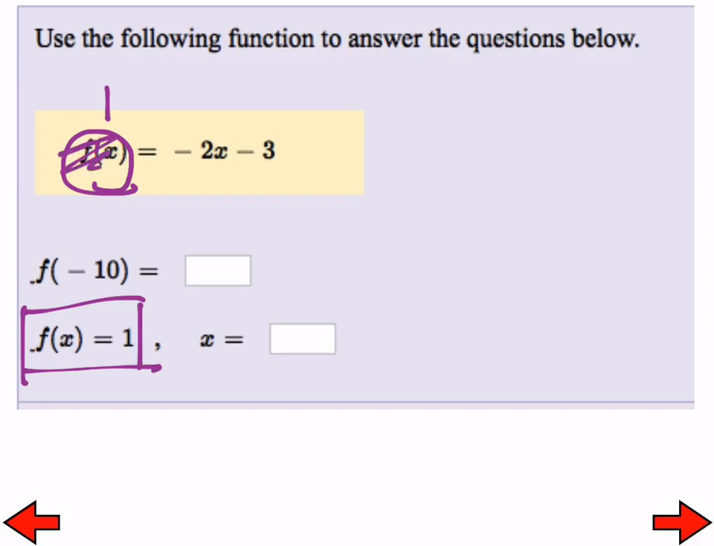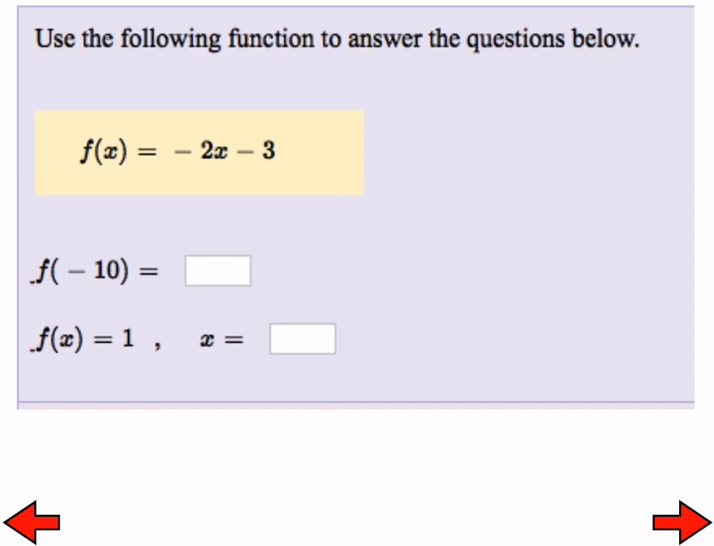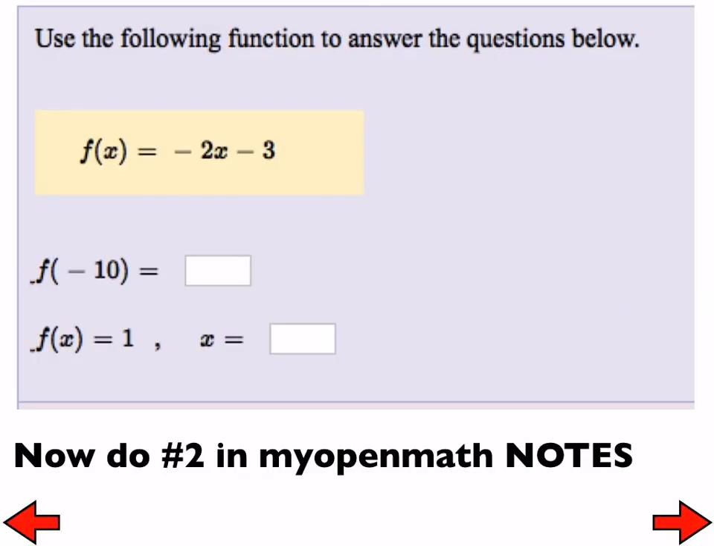And once we do that, we now have this very simple two-step equation to solve. So by the way, when you have the equation 1 equals negative 2x minus 3, what is x? Negative 2. Right, you add 3 to both sides, divide both sides by negative 2. I'm not going to show all the steps there because that's a 7th grade problem. But it should be negative 2. So we said that this was 17 and this is negative 2. So you can go ahead and input those answers into My Open Math. And obviously they should be correct. And so now you have a problem to practice. Everybody do number 2 in that notes assignment.